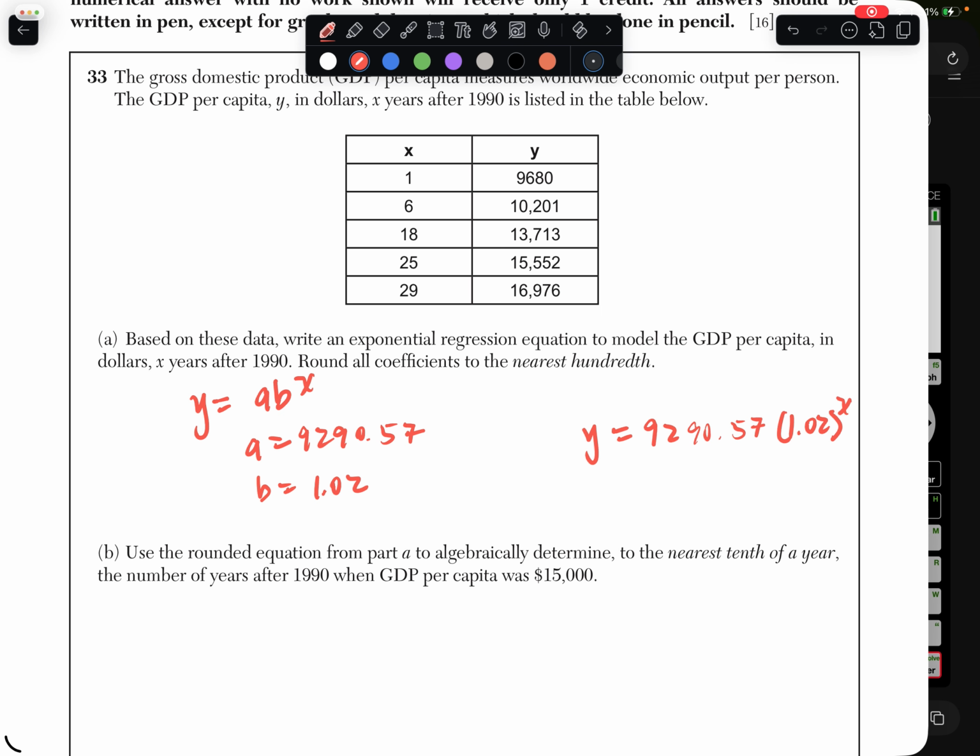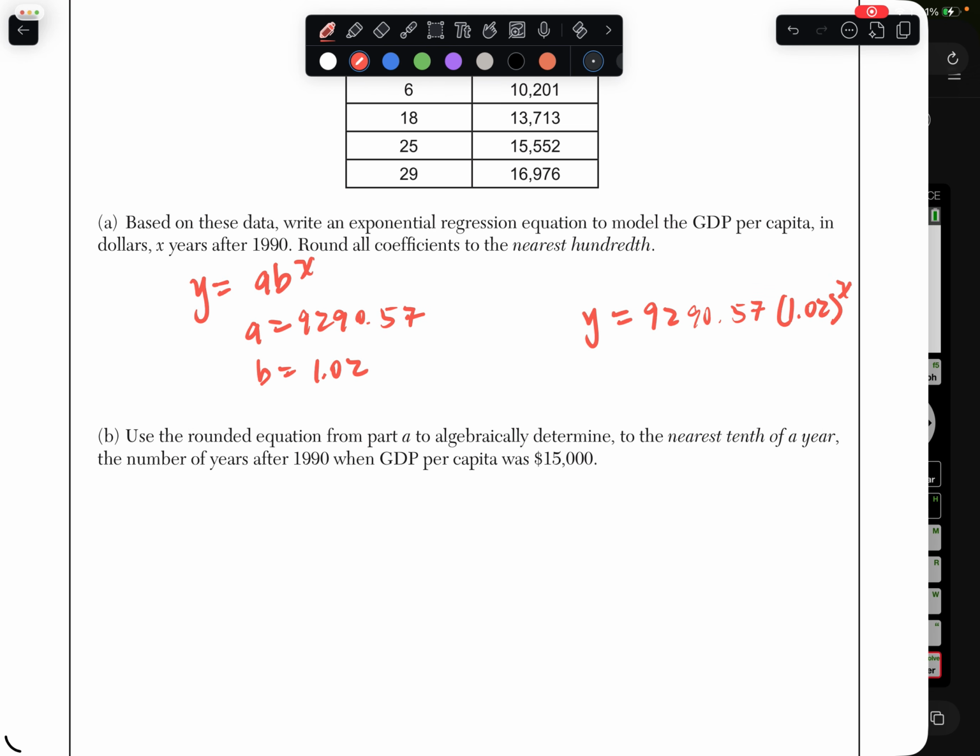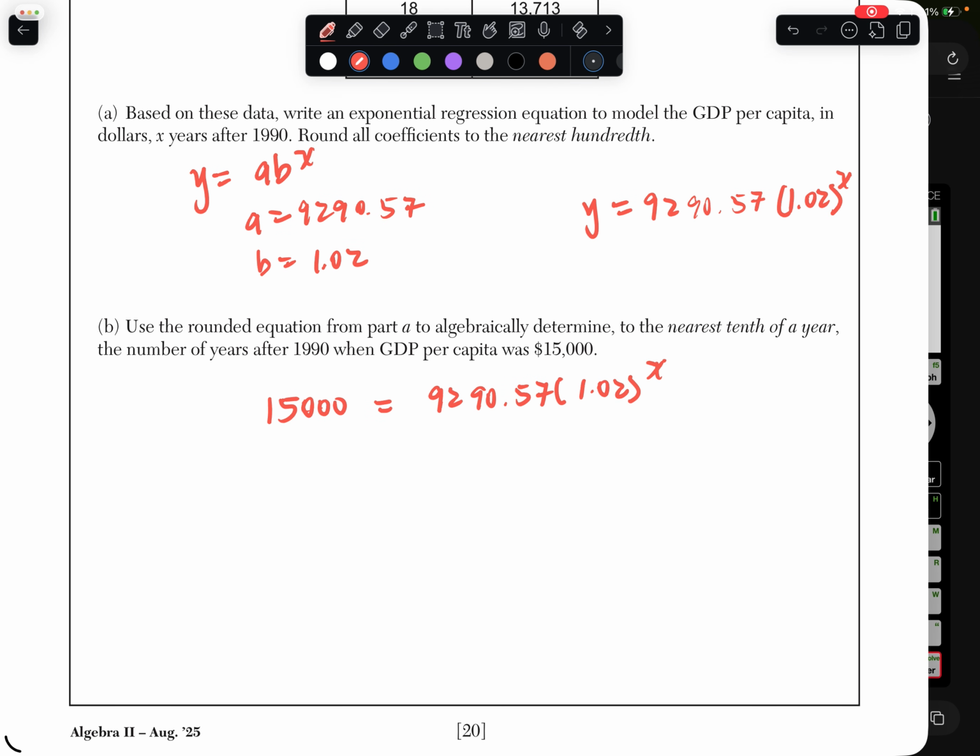Okay. Use your rounded equation from model A to algebraically determine, to the nearest tenth of a year, the number of years after 1990 when the GDP per capita was 15,000. All right, so we have this equation. We have 15,000. It's going to equal the equation that we set up here, which is 9290.57 times 1.02 to the power of x. All right, first what we're going to do is divide both sides by 9290.57.